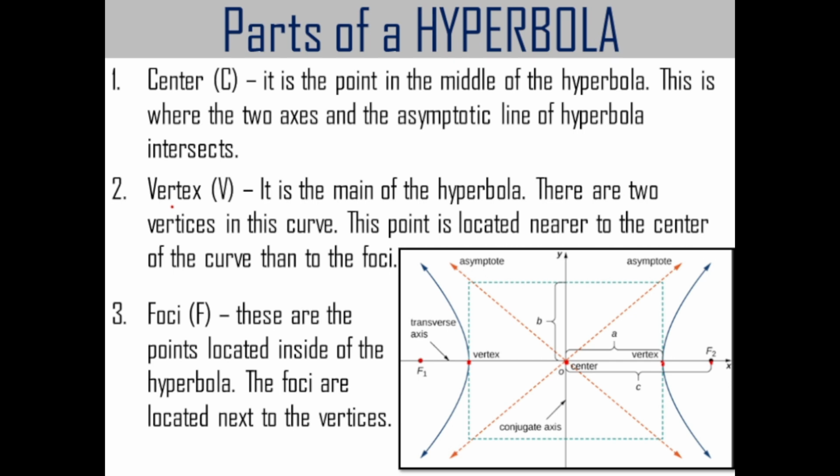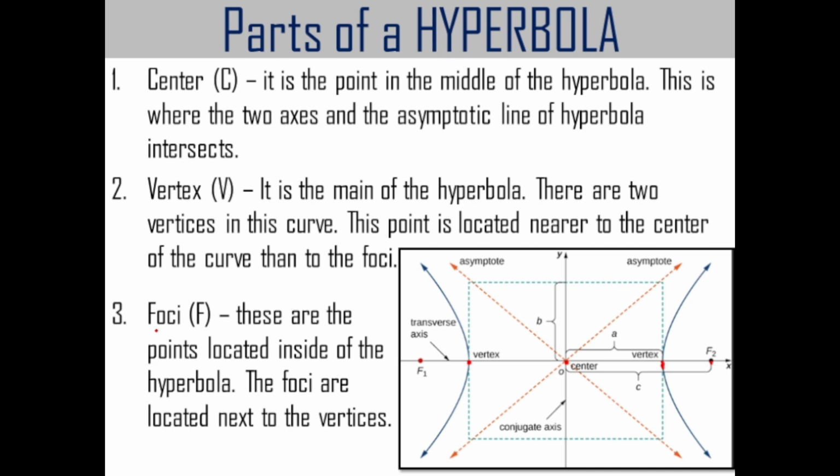Pangalawa, vertex. So, that is V. It is the main point of the hyperbola. There are two vertices in this curve. Isa ito at isa po dito. This point is located nearer to the center of the curve than to the foci. Nung sa ellipse, mas malapit yung ating foci compare sa vertex. This time, iba. Mas malapit yung vertex sa center compare sa ating foci.